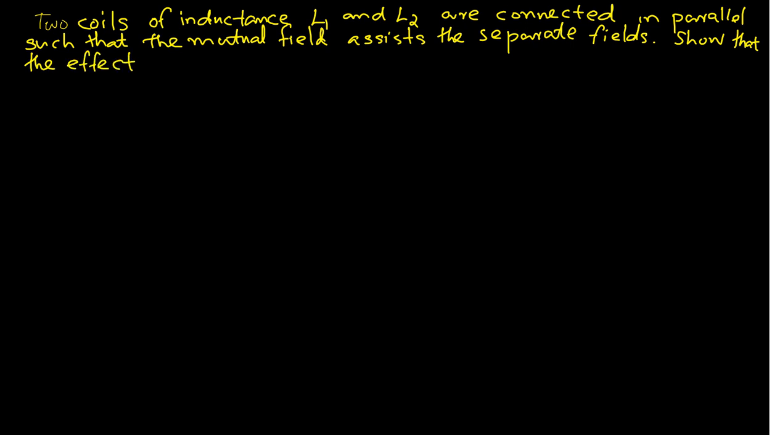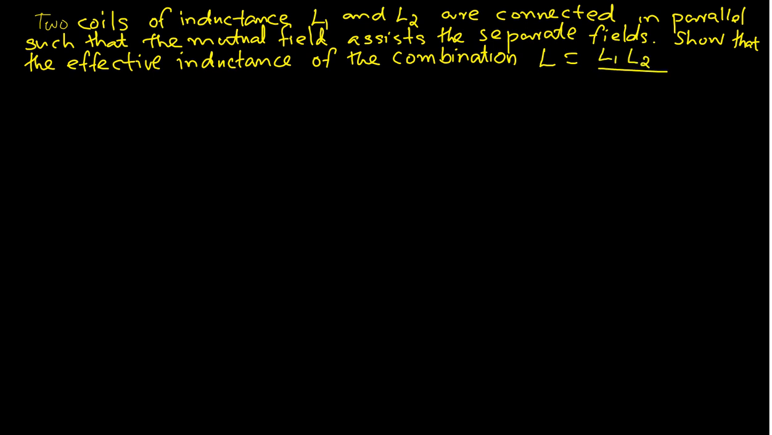Show that the effective inductance of the combination L is equal to L1 L2 minus M squared, divided by L1 plus L2 minus 2M, where M is the mutual inductance between the coils.